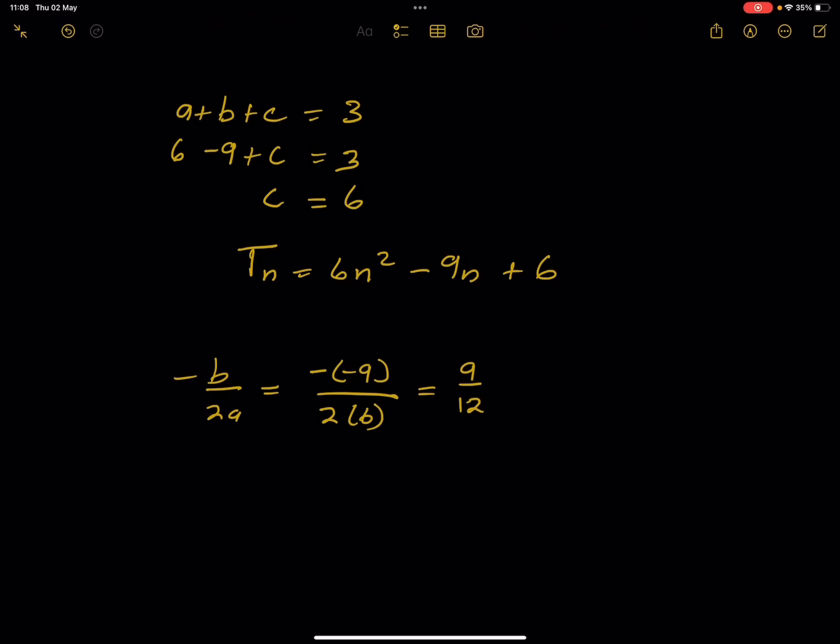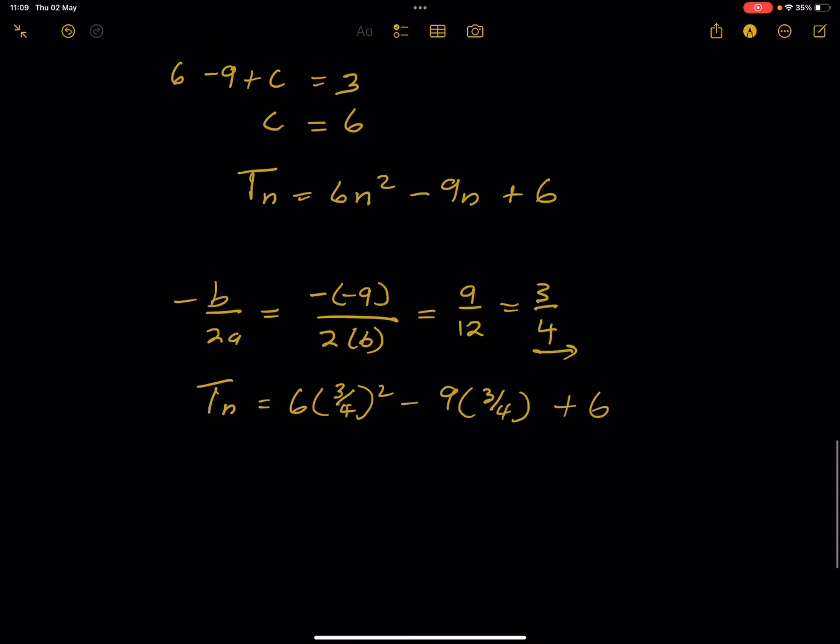So that would have been, if we're looking for the turning point, okay, that would be the x value of our turning point. In fact, we can actually simplify this a little bit more. So 3 into 9 goes 3 times, and into 12 4 times. So that will be 3 over 4, right? Okay, so if we're looking for Tn, the y value when n is 3 over 4, we're going to say 6 into 3 over 4 squared minus 9 times 3 over 4, okay, plus 6.